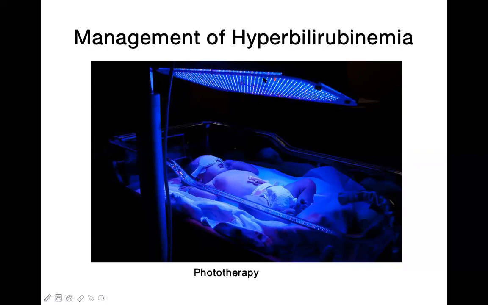And for very good management, we need to rotate the side of the baby. For example, after a few minutes, you should turn the baby to the other side, maybe left side, right side, or on the back. And this is the effective phototherapy.